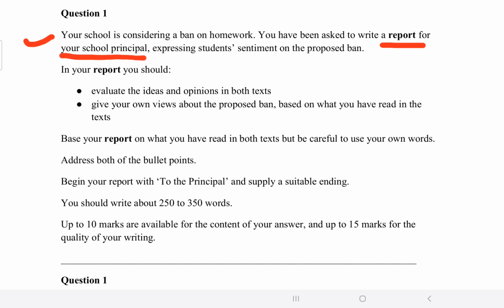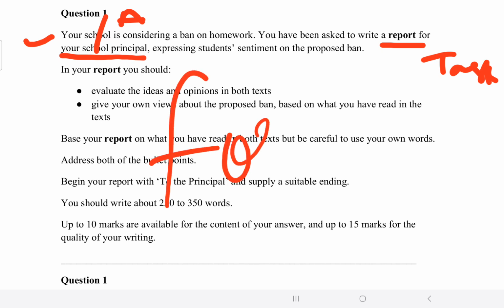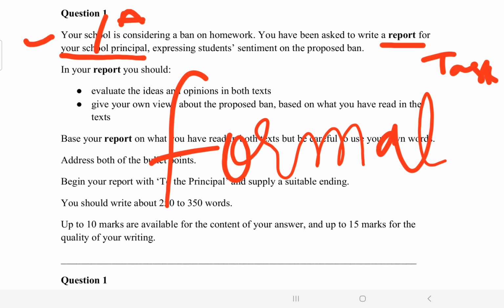Now this is your school principal. You know that this is your audience, report is your task, and you are writing to your principal. Your audience is clear. Now once your audience is clear, you have to set tone and register of your directed writing task. If your audience is your principal, definitely you have to adopt a formal tone and formal register, and be clear about this task, this report.